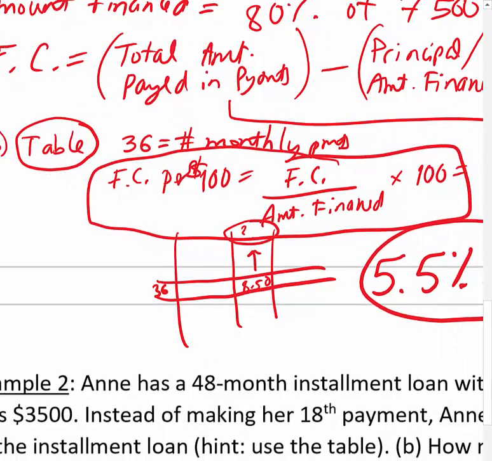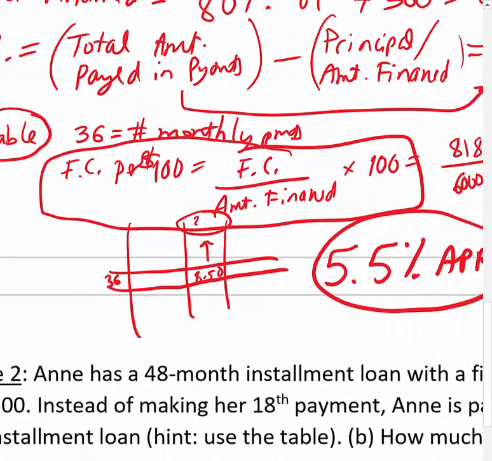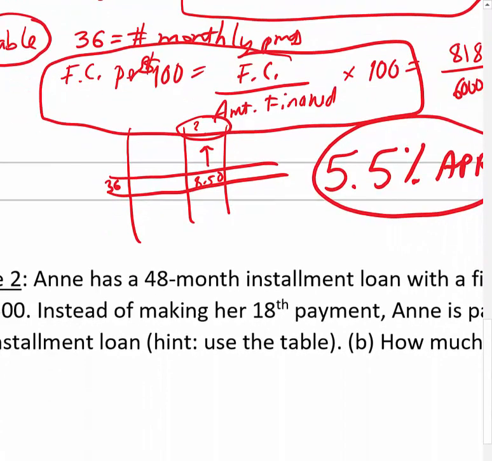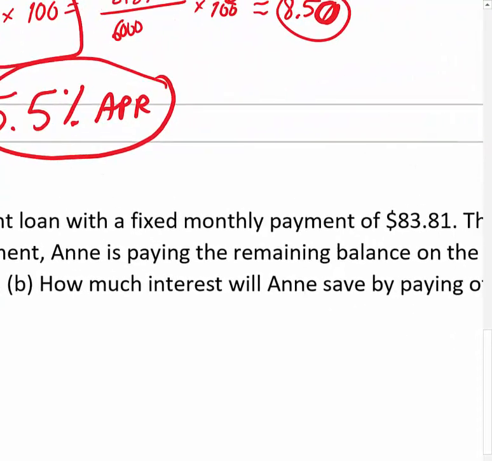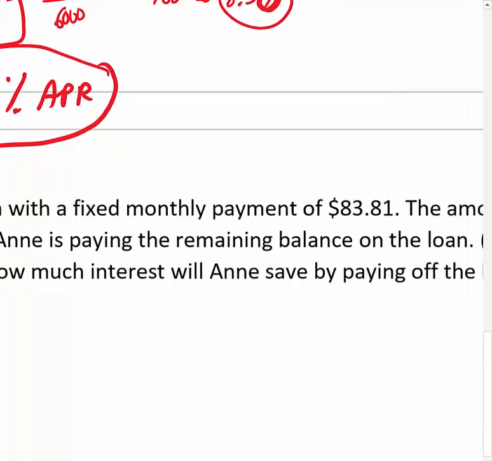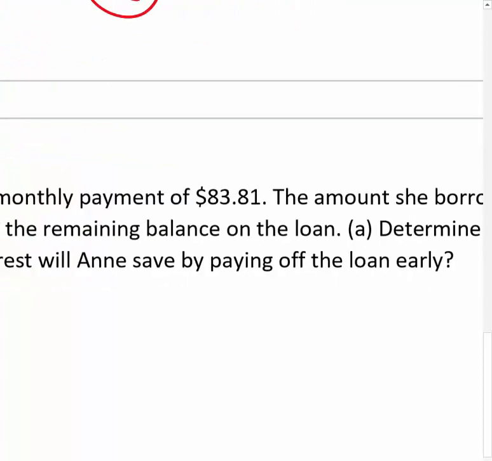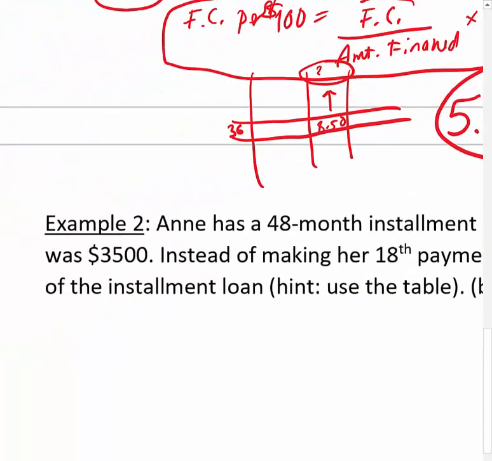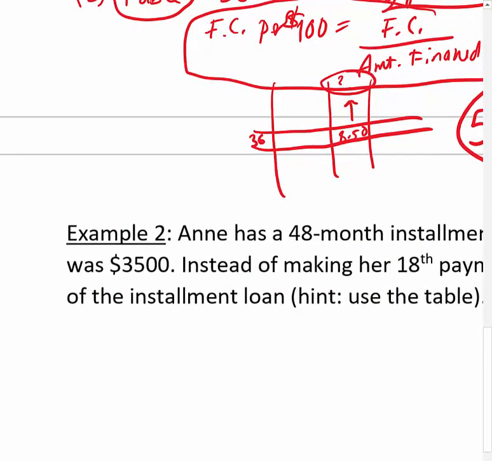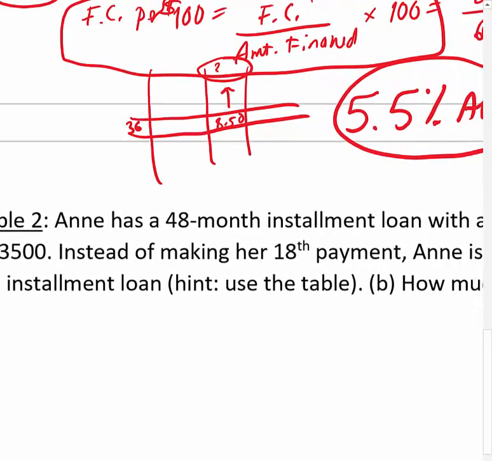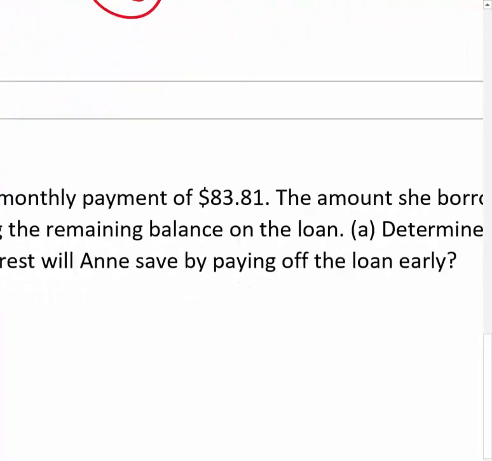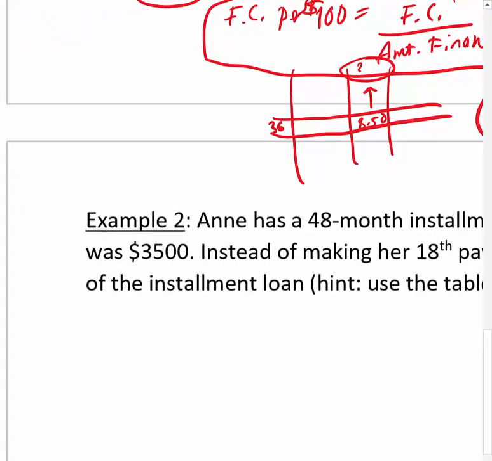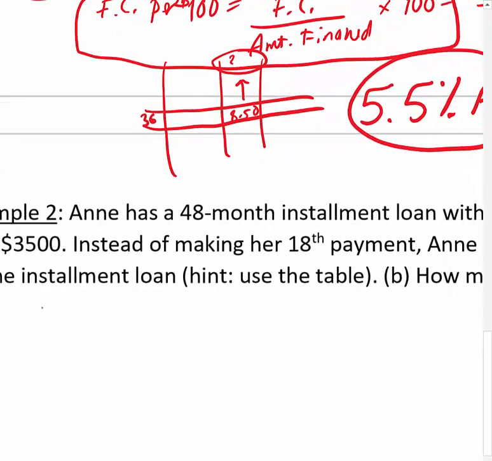Okay, now we'll look at example 2. Example 2 says, Anne has a 48-month installment loan, alright, with a fixed monthly payment of $83.81. Okay, that's good to know. The amount she borrowed was $3,500. Okay, sounds good. Instead of making her 18th payment, Anne is paying the remaining balance on the loan. Determine the APR, first of all. And then they said, hint, use the table.